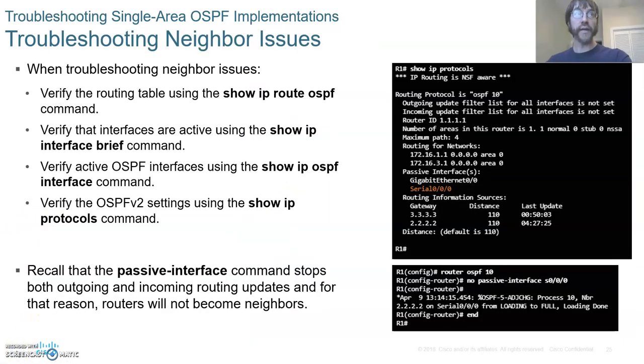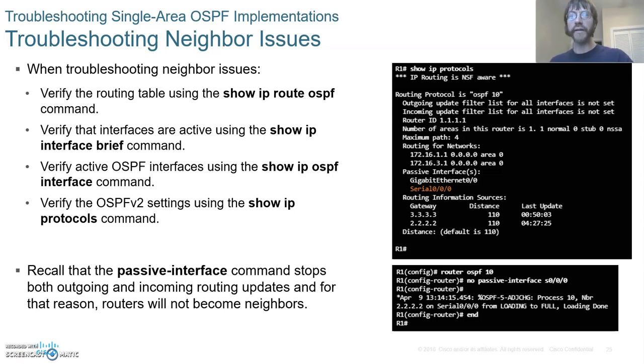So for neighbor issues, one of the first questions you should ask yourself are, are these networks known to OSPF? The other question is, are the interfaces passive? If the answer to either of those questions is wrong, say it is passive when it shouldn't be, or it isn't advertised when it should be, fix that, and neighbor adjacency may resolve itself.